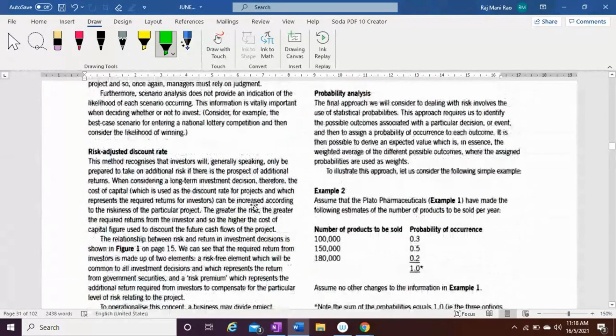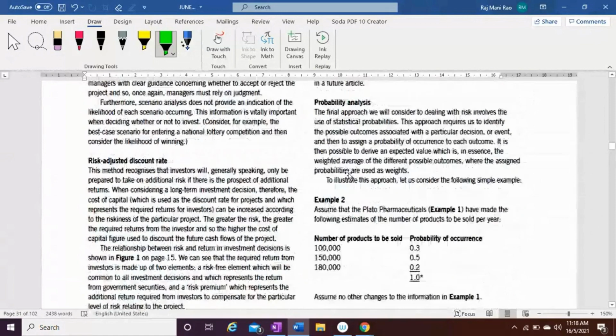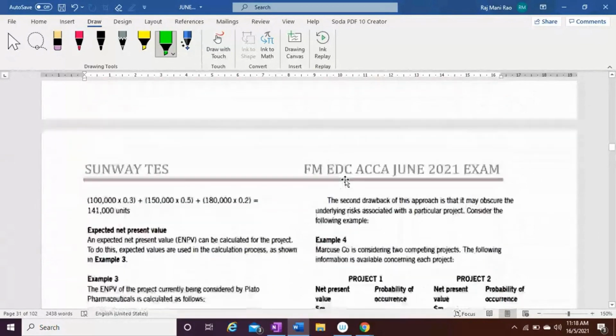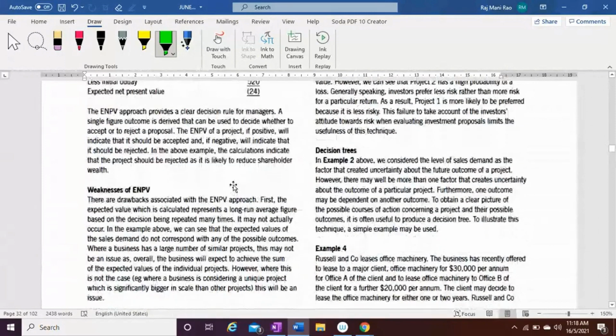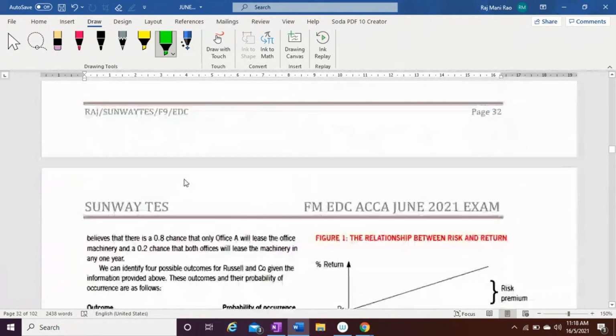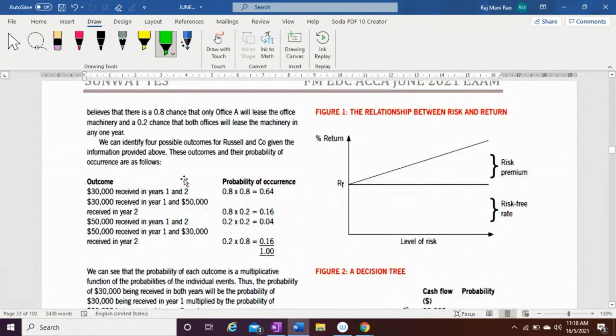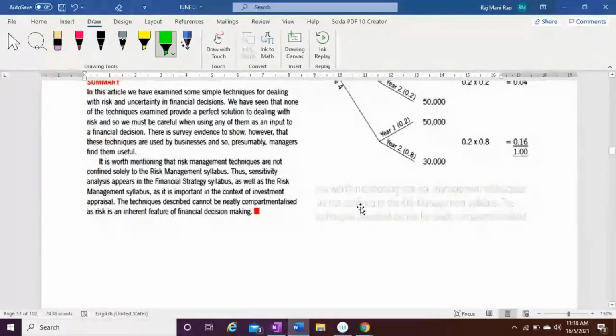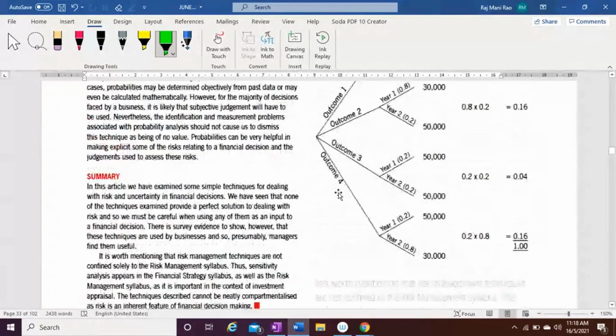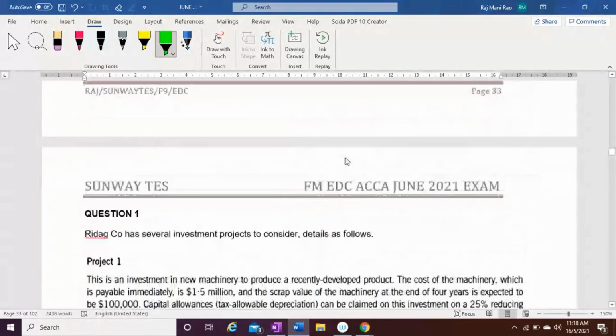And then another one would be probability analysis. This article gives you examples and also talks about the weaknesses of ENPV, expected net present value. You can also use a decision tree to take into account your risk and uncertainty.